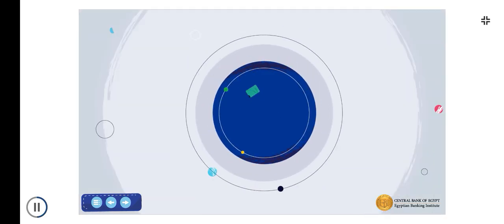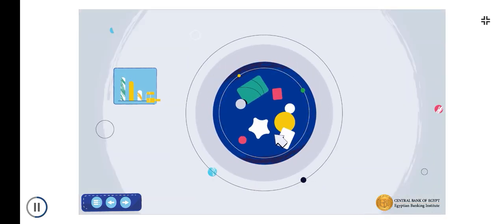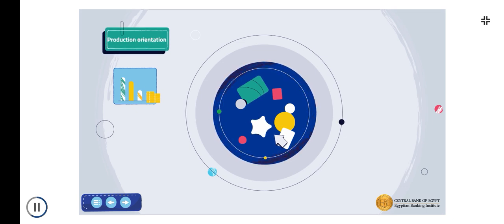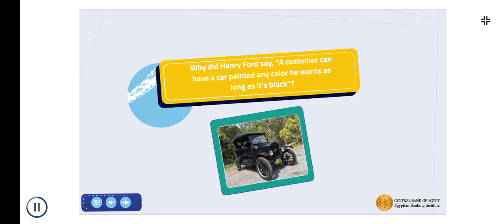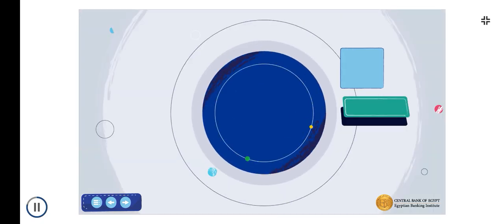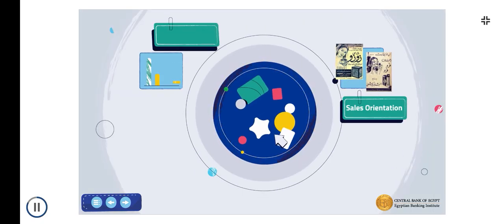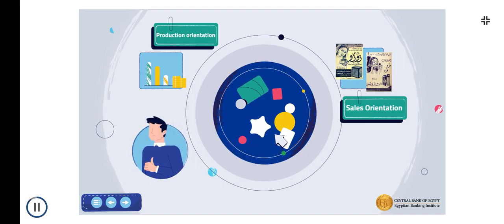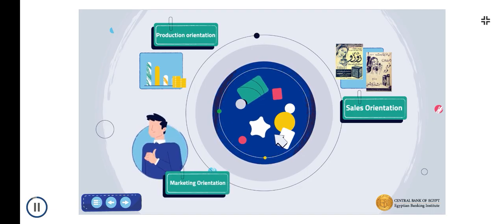We have three marketing concepts or eras: production era or production concept or production orientation, which focuses on maximizing the production capacity. Let's think about the Henry Ford example. When Henry Ford introduced his product, which was a car, he said that if you need a car, it has to be black. Then we have sales orientation. It's called push strategy. We have to focus on the intermediaries. And finally, the marketing orientation, which is a pull strategy. We have to focus on the end user.